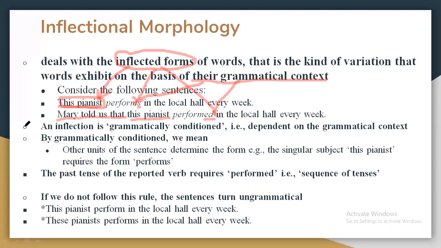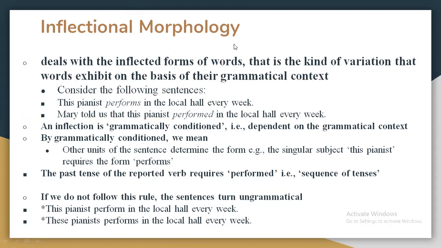It is rewritten. You can see the rephrase again. An inflection is a grammatical condition that depends on the grammatical context. And by grammatical condition, we mean the unit of the sentence determines the form. A singular subject, this pianist, requires the form performs. We know that. So this is what we call inflectional morphology, or the inflectional way of forming words in English.